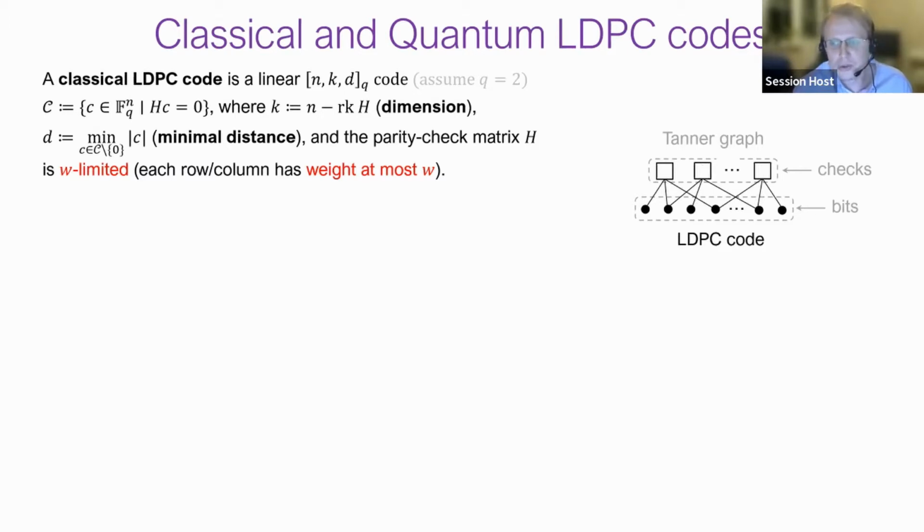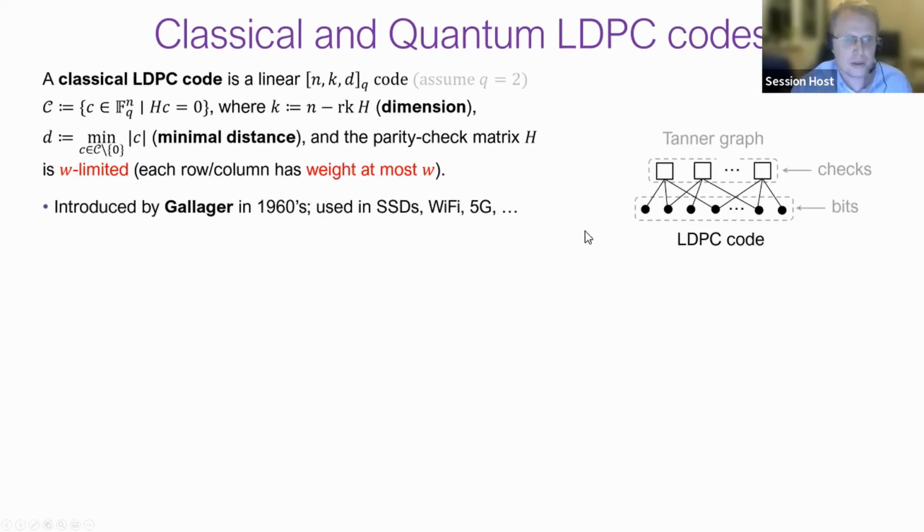You can also consider this Tanner graph as a constraint graph. You have bits and you have a number of local constraints. Since we consider LDPC codes, each bit participates in just a constant number of checks, and in each check we have only a constant number of bits. These codes were introduced by Robert Gallager in the 60s, and nowadays they are used everywhere, including SSD, Wi-Fi, 5G, and some other communication standards.